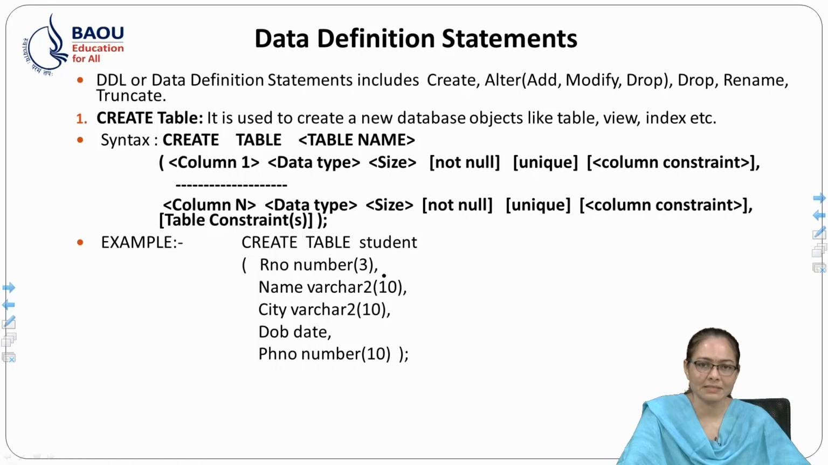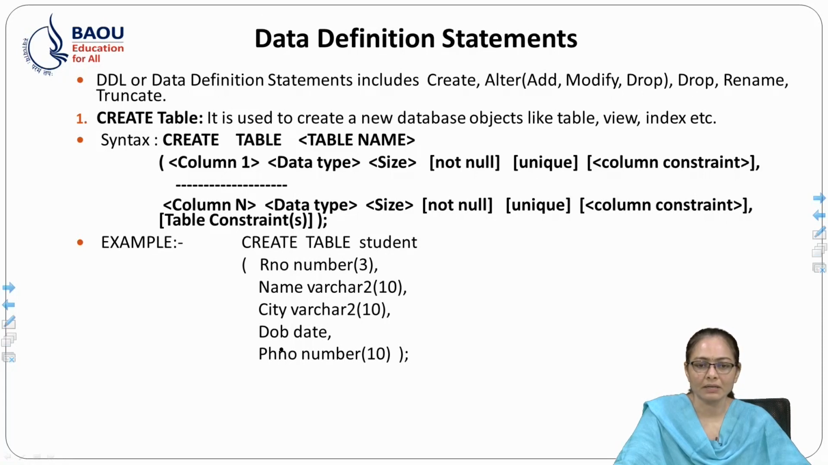In the bracket, 3 is the size. After that, comma, and then the second column name is name. Its data type is varchar2 because the name column stores character type data. That is why we use varchar2, and in the bracket, 10 is the size of the column. Now, the third column is city. City also stores character data, so in the bracket is the size of the city column.